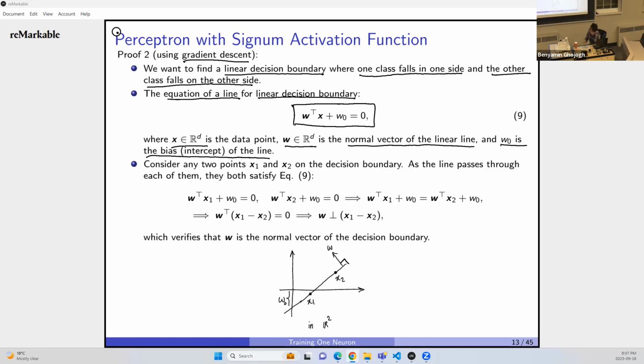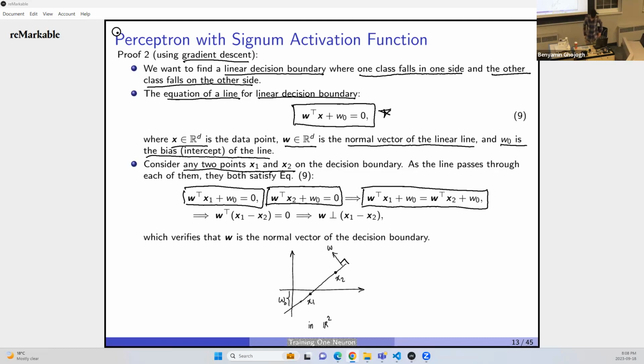Now consider any 2 points, x1 and x2, on the decision boundary. Assume it is in 2D, and therefore this becomes a line. In 3D it becomes a plane, and in 4D it becomes a hyperplane. So here I have 2 points on this line, x1 and x2. Therefore, both of them satisfy the equation of the line, equation 9. So I can say W transpose x1 plus W0 equals 0, and W transpose x2 plus W0 equals 0. Agreed? According to these two, they are equal to each other.